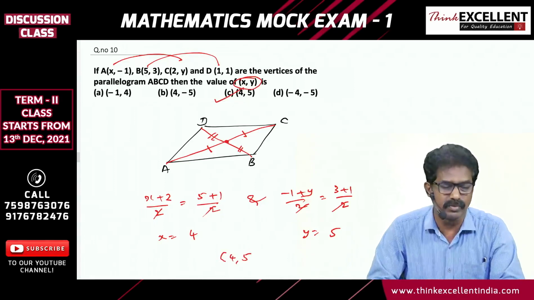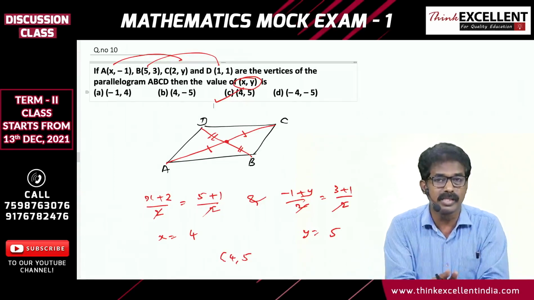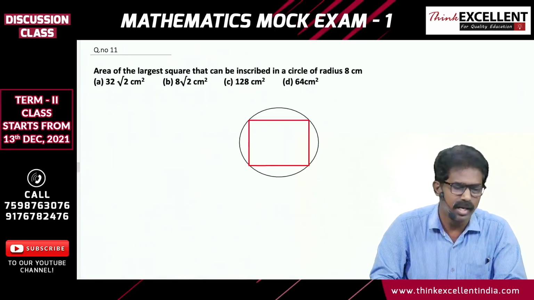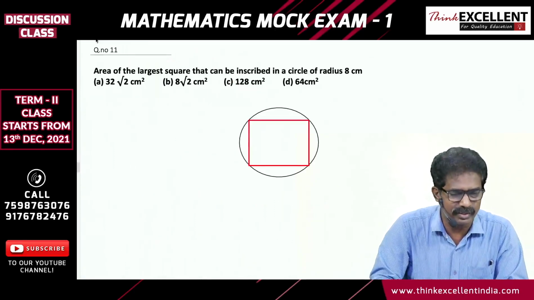So first 10 sums we finish, right? Section A contains 20 questions. You have to attend at the maximum of 16 questions, right? So far we did 10 questions. All the 10 questions, I'm sure you would have got it right, right? Okay, see.